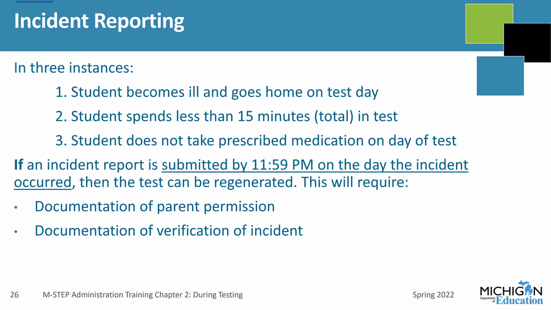So for all of these situations, you need documentation that the parent is providing permission to take the test again. This is required in any instance of a regeneration. Next, you need to submit verification of the incident. For students who become ill, this should typically be an attendance record indicating that the student went home ill. For students who didn't take their medication, a statement from a teacher, staff member, or parent who has reason to know whether the student took their medication is sufficient.